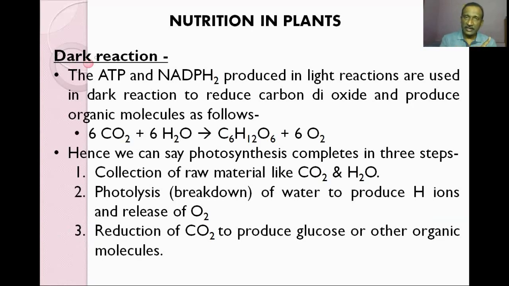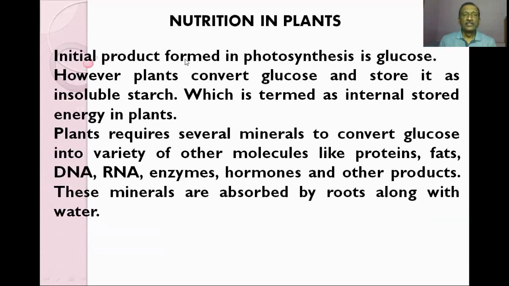Oxygen is produced in the light reaction, whereas in light reaction, glucose is not produced. Glucose is produced in dark reaction. So when we write a combined reaction, it is a combined reaction of the light and dark reaction. Okay. So now what we understood is the first product which is produced in photosynthesis is glucose.